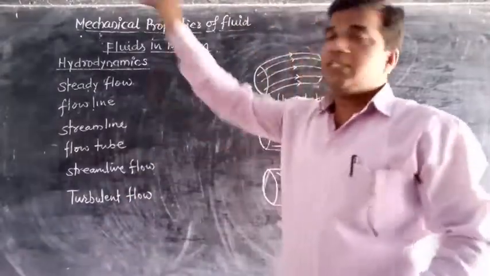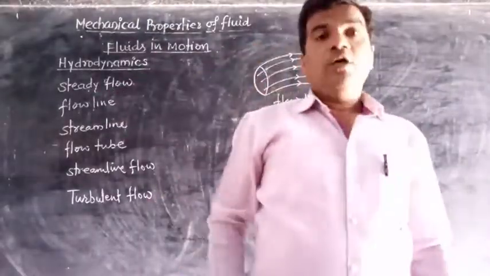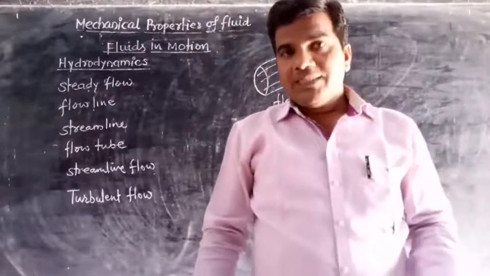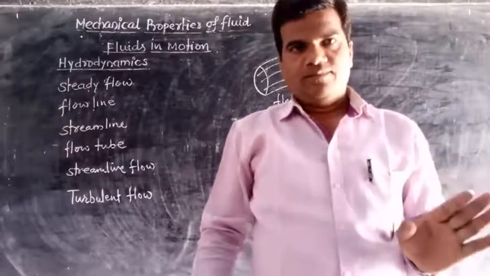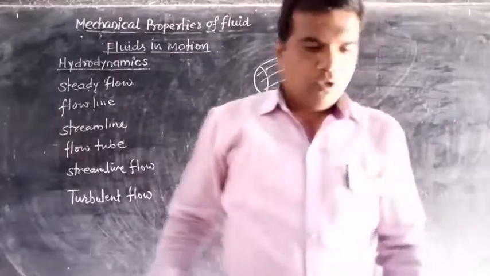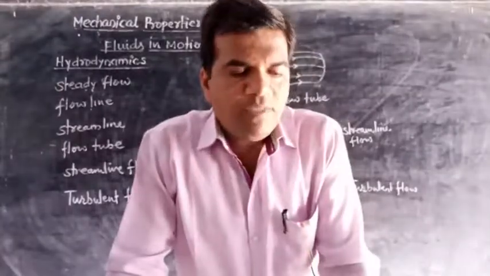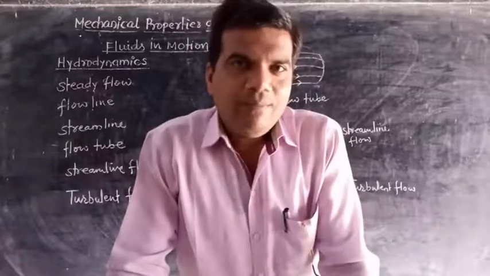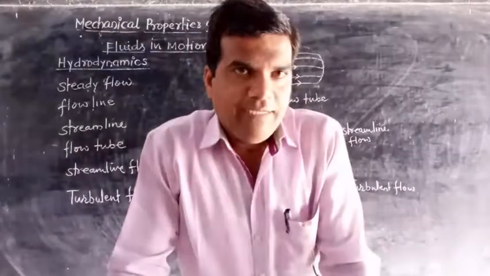So first is steady flow. Steady means constant, and flow. Now steady flow means constant flow. Constant flow means the flow whose velocity of the particles is constant, and it is called steady flow. So the flow in which the pressure or velocity of the fluid is constant throughout the flow is called steady flow. Second is flow line.